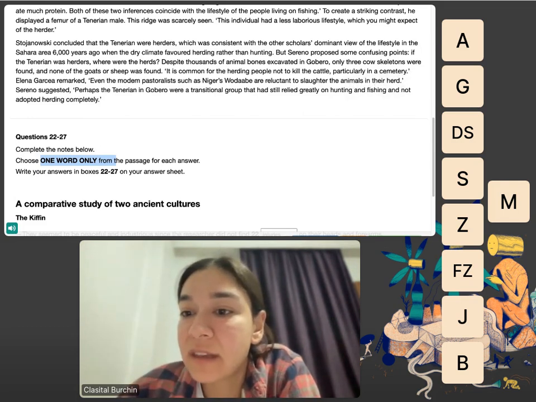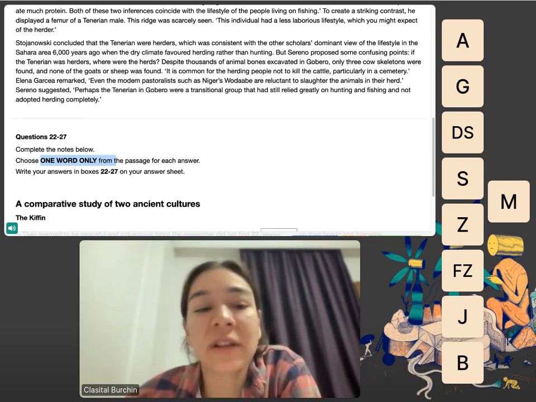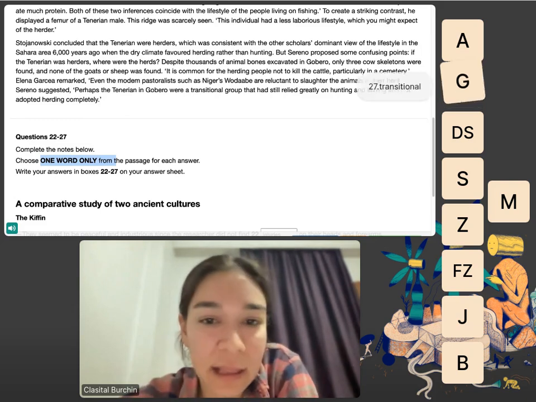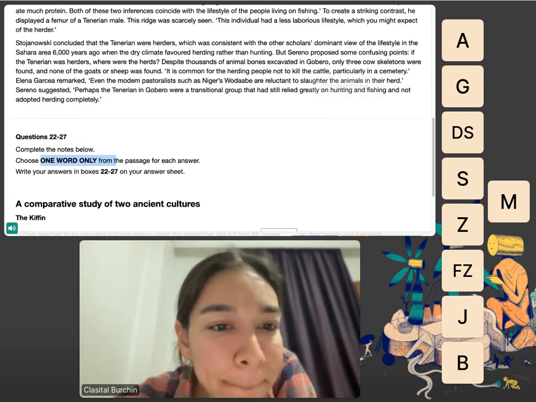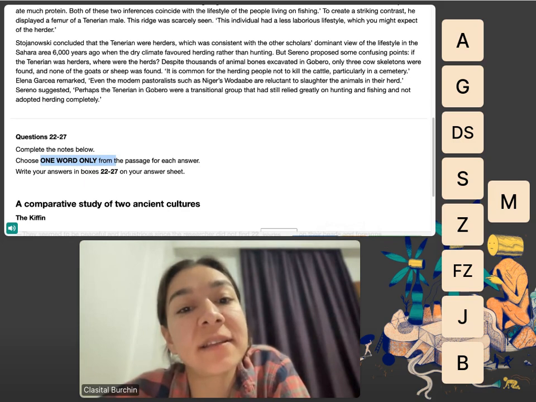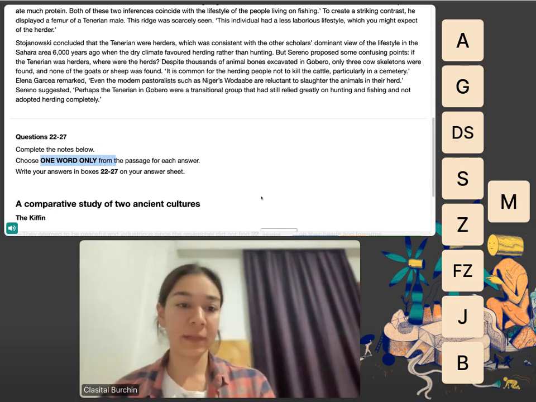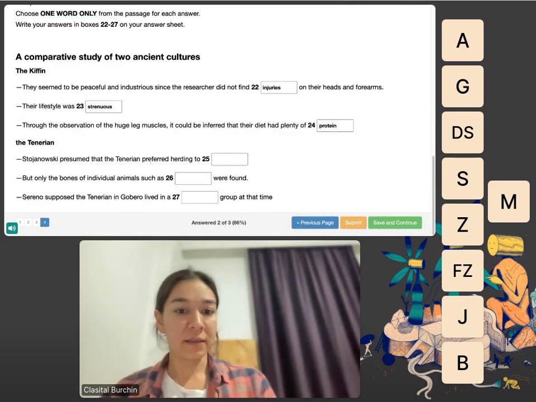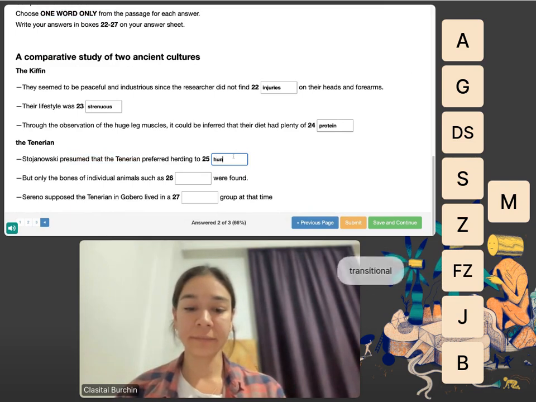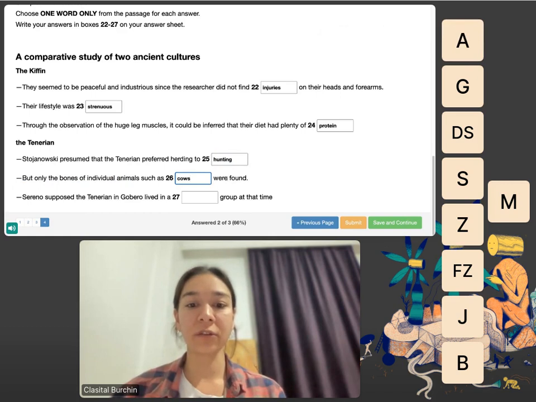Serrano supposed the Tenerians in Gobero lived as what group? Transitional group. Very good. It is at the last sentence. Yes, perhaps the Tenerians in Gobero were a transitional group that had still relied greatly on hunting and fishing and not adopted herding completely. Let me write. Herding to hunting, but only bones of cows were found. I am not writing cow. It is plural, so my answer should be plural too.